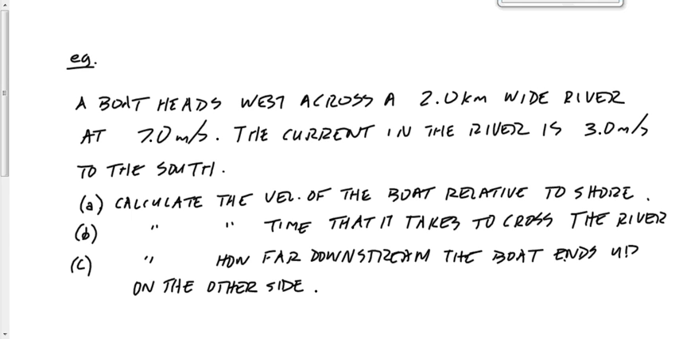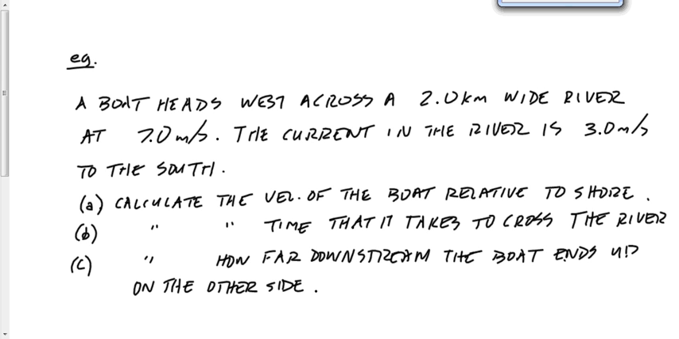Here's the question. Okay, let's have a look at this question now. It says a boat heads west across the 2-kilometer wide river at 7 meters per second. The current in the river is 3.0 meters per second to the south. We want to know the velocity of the boat relative to the shore, how long it takes to cross the river, and we also want to know how far downstream the boat ends up on the other side. Okay, a question like number 5 on our worksheet here.